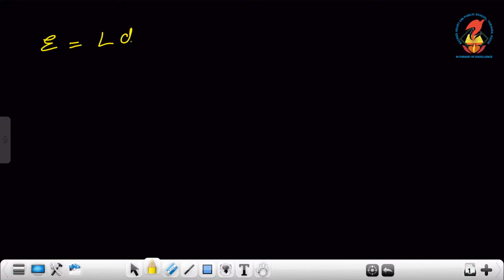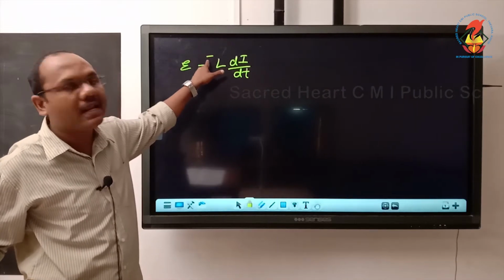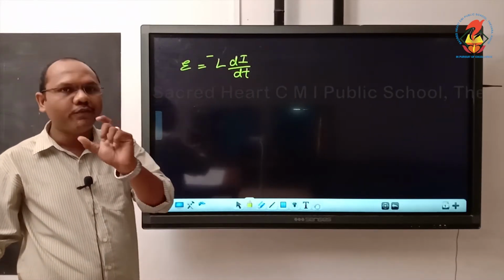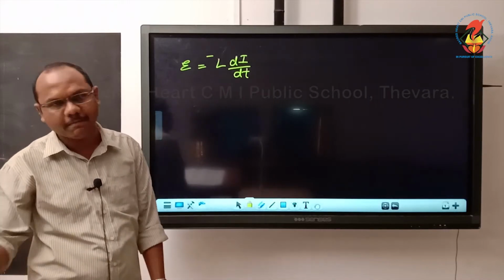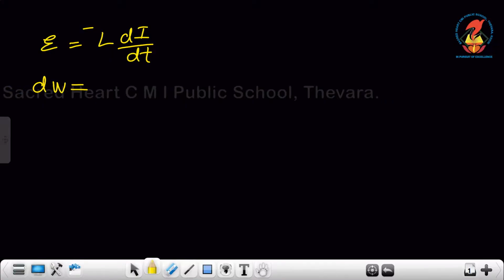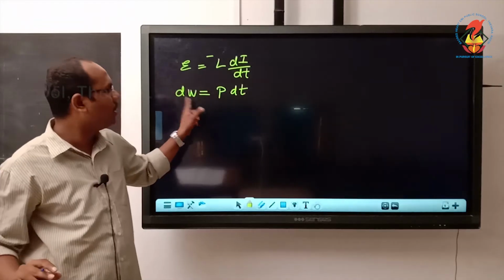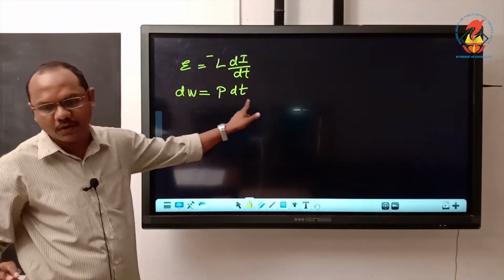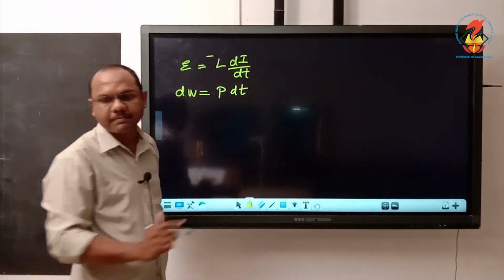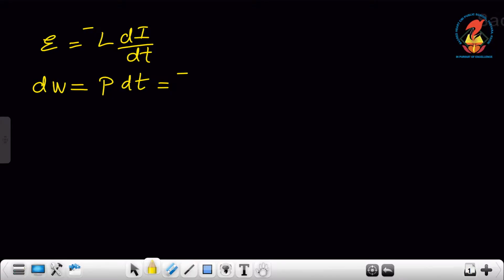Induced EMF E is equal to L into di by dt. This is the expression for the EMF, right? And since the EMF opposes the cause, I put a negative sign here. Now, work done in a small time dt. For a small time dt, I will write the work as dW, which is P into dt. Work is power into time, P into dt. Now, what is power? Voltage into current. So, minus EI dt.